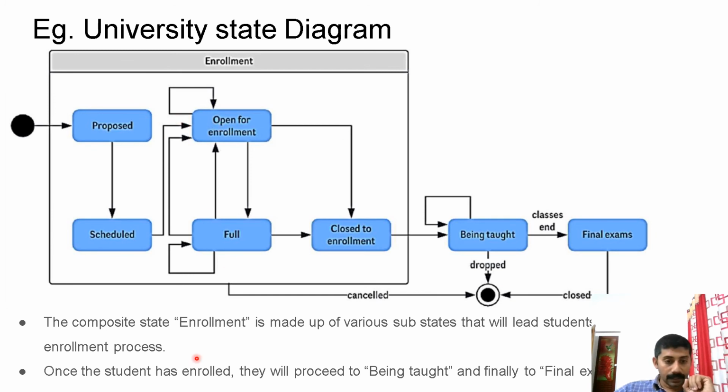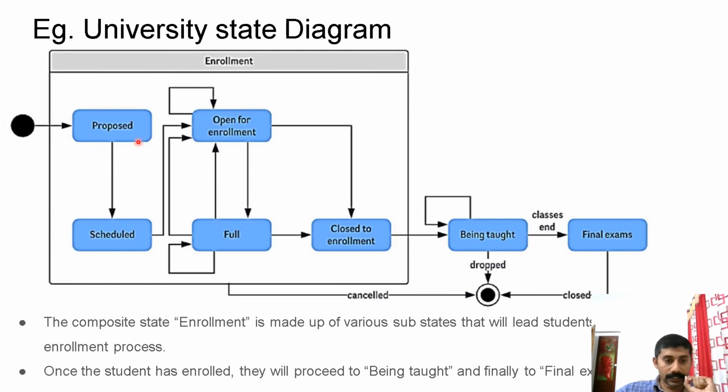Okay, another example. Okay, this is university state diagram. The composite state enrollment is made up of, here you can see a composite state which is having other substates. The composite state enrollment is made up of various substates that will lead students enrollment process. Once the student has enrolled, they will proceed to being taught and finally final exam. So this composite state indicates the registration process.